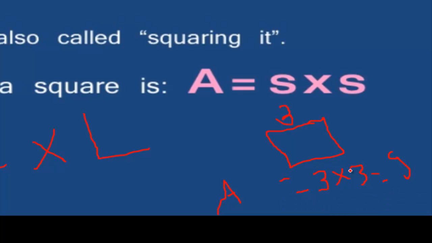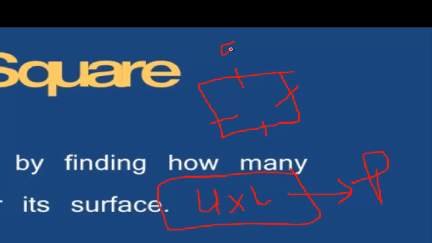Okay guys, I hope you all understand this part. Again, the area of any square equals the side length multiplied by itself. So S multiplied by S means the side length multiplied by itself, because the side lengths of a square are all the same. If this one is equal to 5, for example, then this one is 5, this one is 5, and this one is 5.